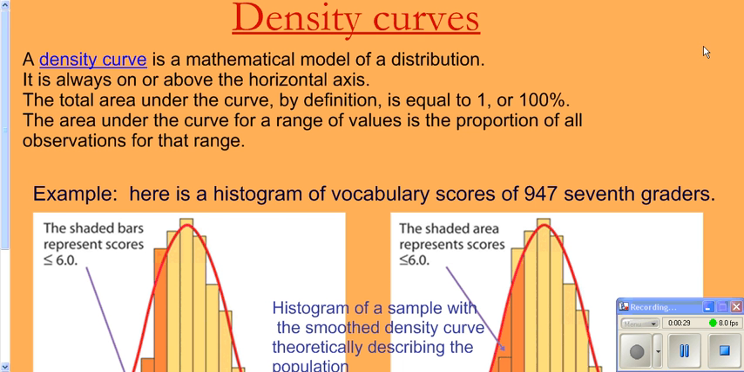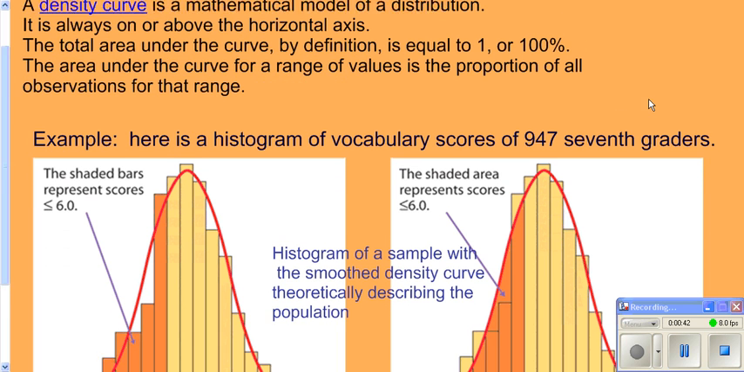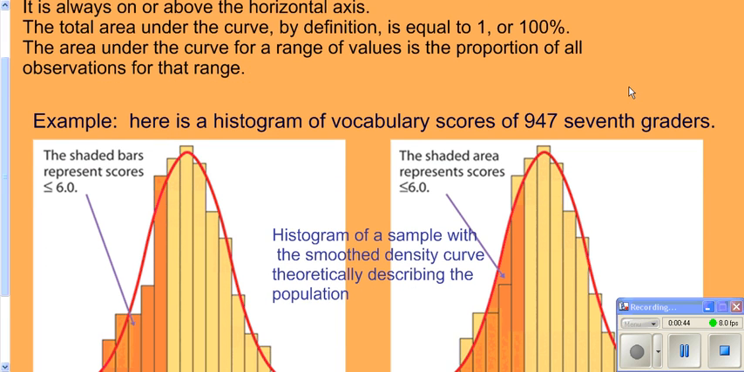We're going to start off with density curves. Density curves are just a distribution of your data. Density curves are always above the horizontal axis. Their area underneath the curve is always 100% or 1.